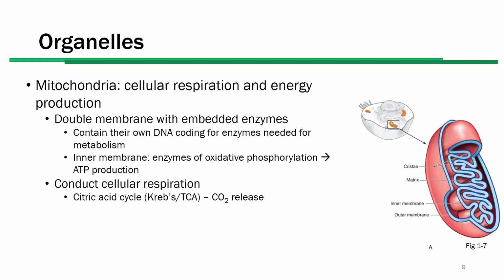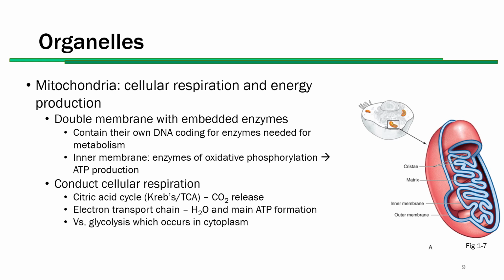They conduct cellular respiration. Cellular respiration includes the citric acid cycle, and this is one of those places where the citric acid cycle can be called a lot of different things depending on the textbook and when it was published. The citric acid cycle is also known as the Krebs cycle or the TCA or tricarboxylic acid cycle. All 3 of those refer to the same thing. Within the mitochondria, we also have the electron transport chain. It produces water, and it's the main place where ATP is formed. Versus glycolysis, which does not occur in the mitochondria. Glycolysis occurs out here in the cytoplasm, outside the mitochondria. And that also produces energy, but not nearly as much as the mitochondria.